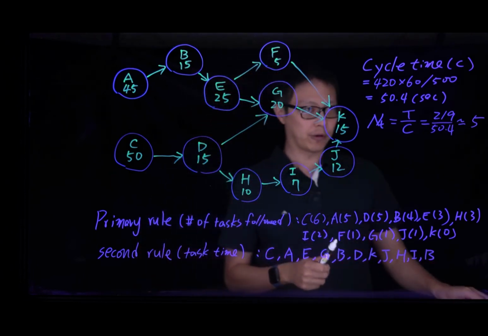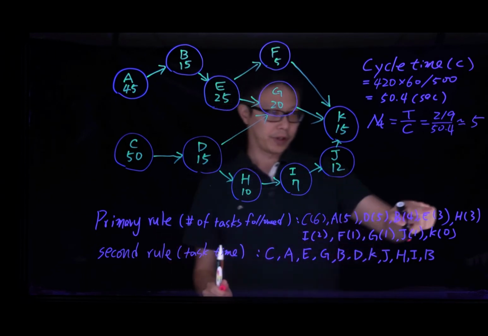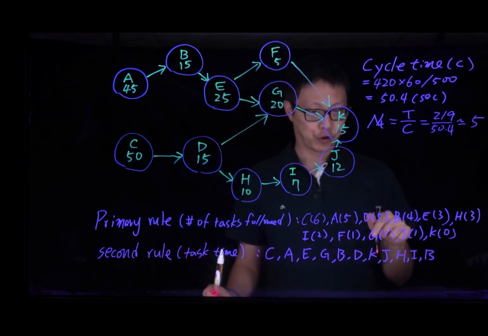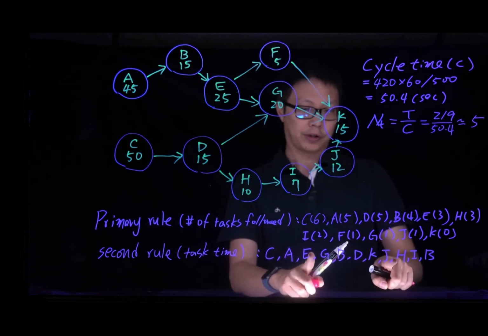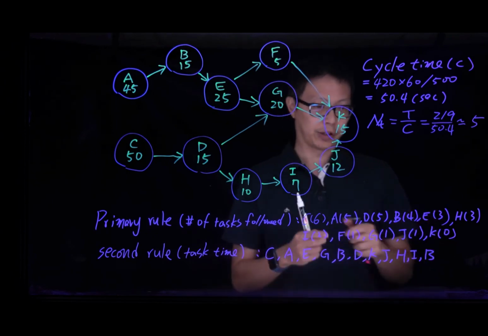So we can actually write it down right now. For example, when we have E and H, which one should go first? We check the secondary rule, E and H. So E comes before H, so we are good there.